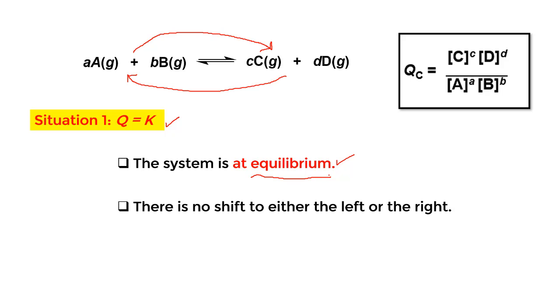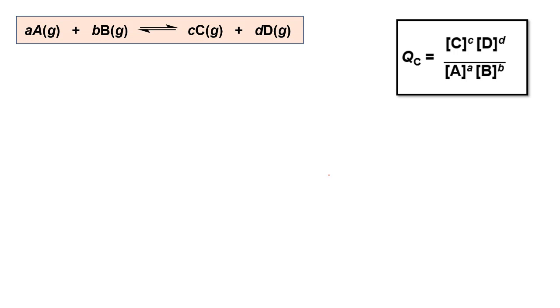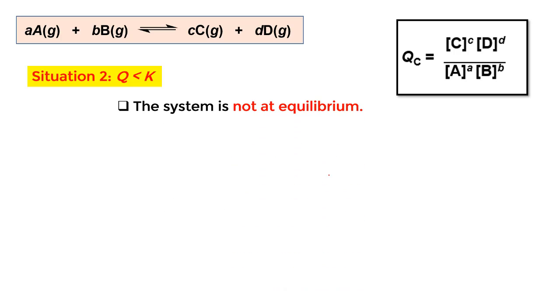Okay, next we go to the second situation. The second situation is what if Q less than K? Apa jadi kalau a value of Q less than K? If the value of Q is less than K, it shows that the system is not at equilibrium. Sistem itu belum lagi mencapai keseimbangan. Apa sistem perlu buat to reach the equilibrium?